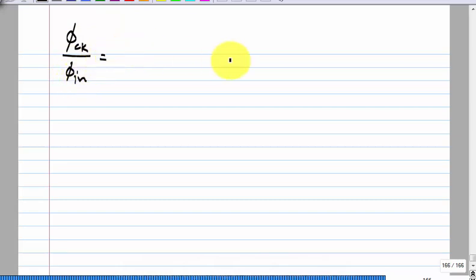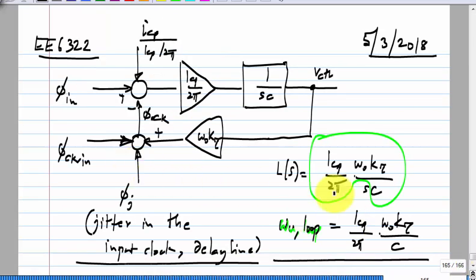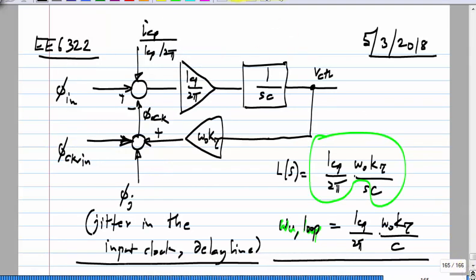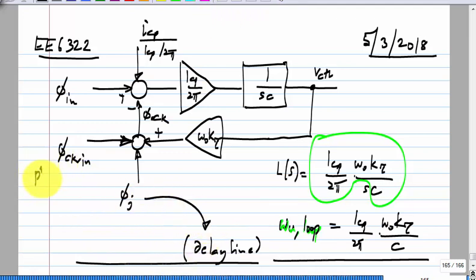What is phi ck by phi n? It is a first order low pass transfer function with a pole at omega loop, right. And then what is phi ck by phi ck in, which is the same as phi ck by phi j? Actually, this phi j is the jitter in the delay line, because obviously phi ck in is the phase as well as the phase noise of the input clock.